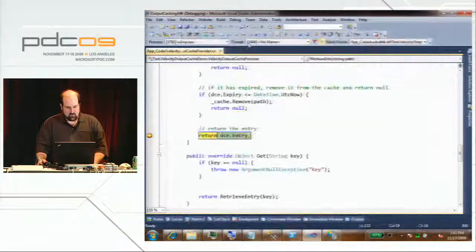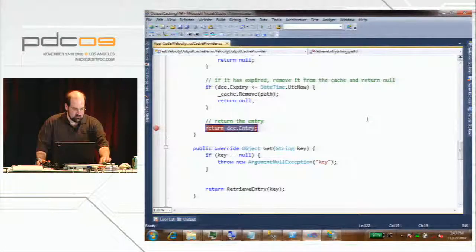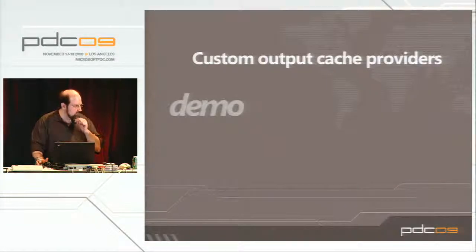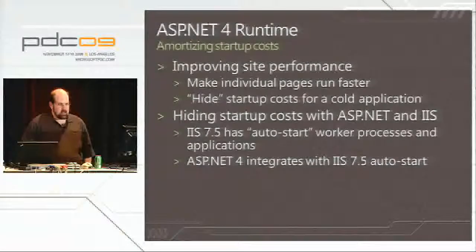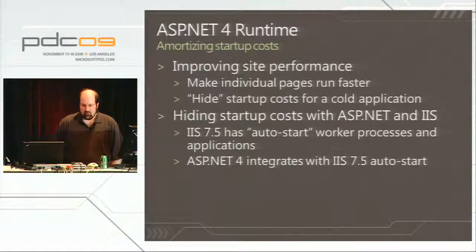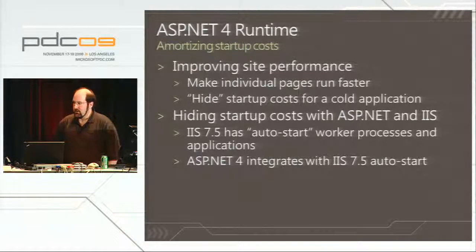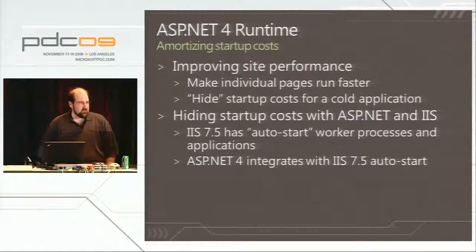Okay. So I think that's enough on the quickie overview of output caching. We'll flip back to our last topic in the slides, which is amortizing startup costs for applications. So this scenario is a little bit different. It's not about going out and taking a specific ASP.NET feature and making it run faster. It's about trying to make a very specific point in time in your application appear to run faster to your customer.